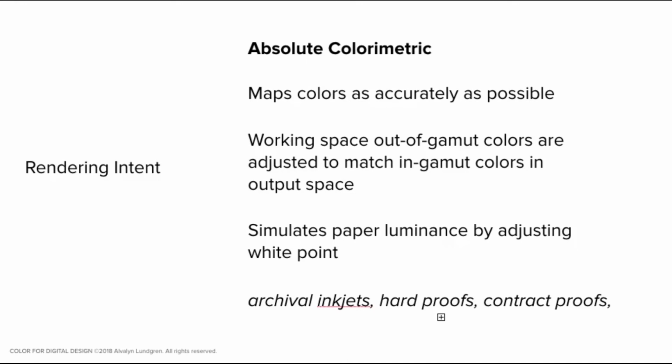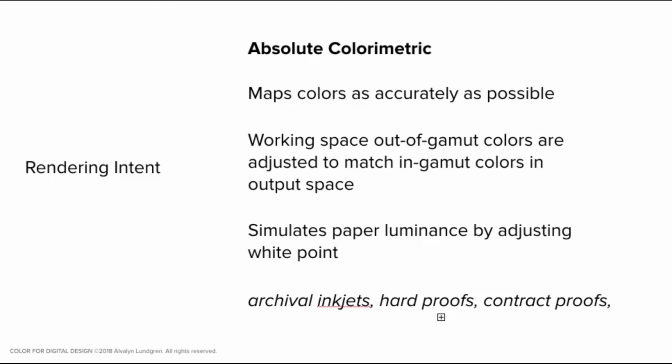One is absolute and one is relative, and whether it's one or the other depends upon what you decide to do about the white point. In absolute colorimetric, the colors will be mapped from one color space to another with as much accuracy as possible. And any out-of-gamut colors within the working space will be shifted so that they match in-gamut colors in the output space. So you're going to lose some color range.